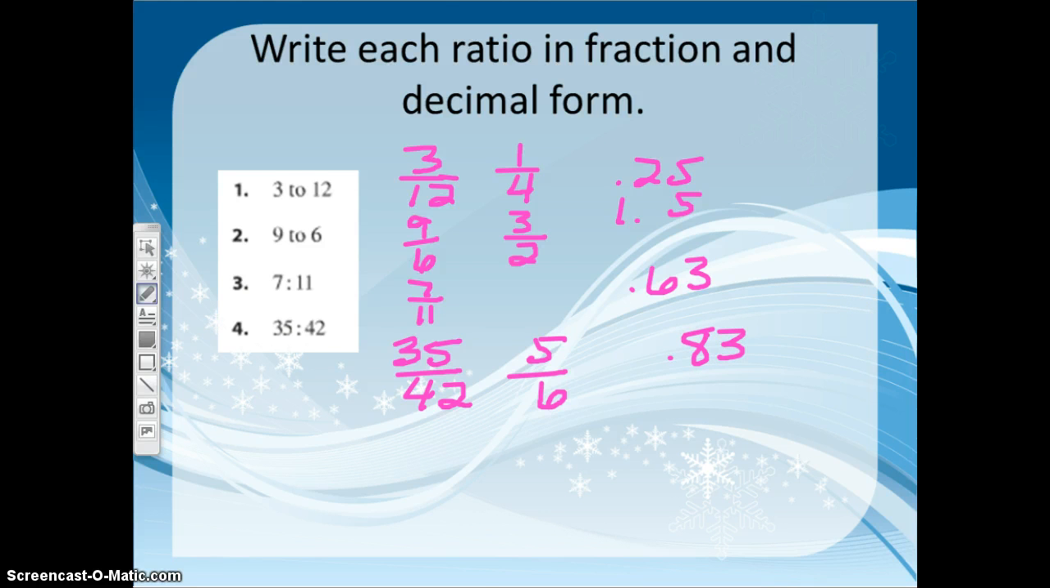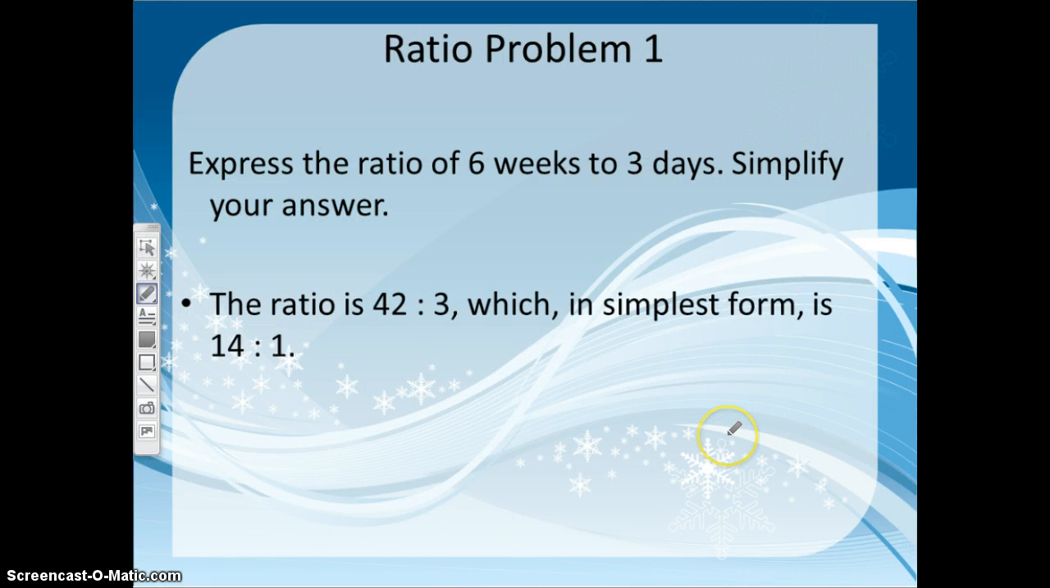Again, just a heads up as we go through this, I encourage you to push the pause button and try to work some of these problems on your own, and then hit play and see if you are correctly understanding the principle. Okay, express the ratio of 6 weeks to 3 days and then simplify your answer. We have a problem here in that we're comparing weeks and days. What we'll need to do is transform weeks to days. So there are 7 days in 1 week, so there are 42 days to 3, which then does simplify to 14-1.